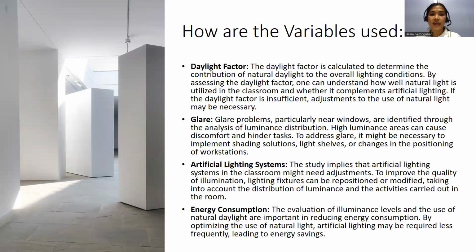Then next we have daylight factor. The daylight factor is calculated to determine the contribution of natural daylight to the overall lighting conditions. By assessing the daylight factor, one can understand how well natural light is utilized in the classroom and whether it complements artificial lighting. If the daylight factor is insufficient, adjustments to the use of natural light may be necessary.